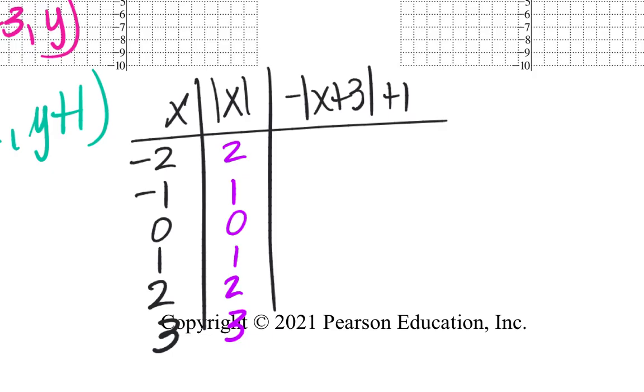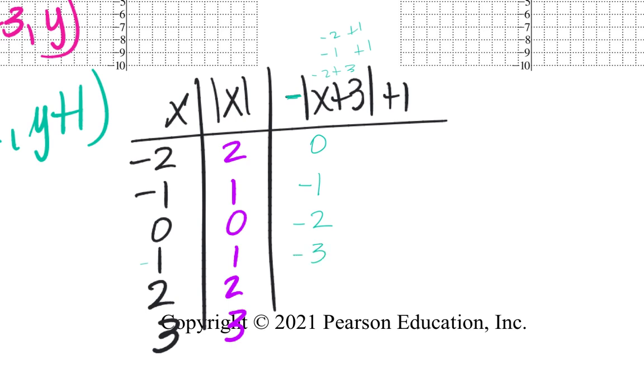All right, now let's do these numbers. We have the negative out front this time. So negative 2 plus 3 is 1, with the negative out front, plus 1. So that's going to be a 0. Now plug in negative 1. Negative 1 plus 3 is 2, with the negative out front, negative 2 plus 1, so that's negative 1. And 0 plus 3 is 3, with the negative out front is negative 3. Negative 3 plus 1 is negative 2. Plug in a 1. 1 plus 3 is 4, with a negative, negative 4. Plus 1 is negative 3.